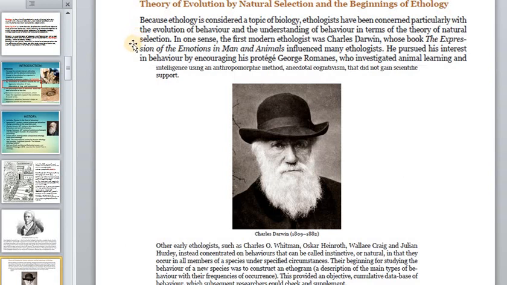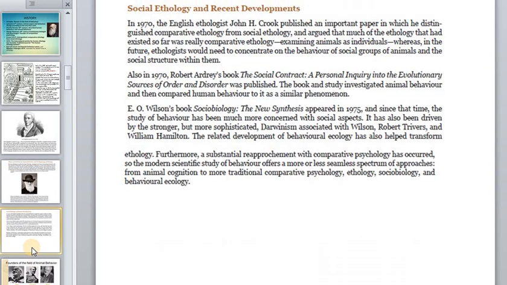In one sense, the first modern ethologist was Charles Darwin. His book, The Expression of the Emotions in Man and Animals, influenced ethologists. He pursued his interest in behavior through his protege George Romanes, who investigated animal learning and intelligence using anecdotal methods, and we will discuss all these methods in our next classes.